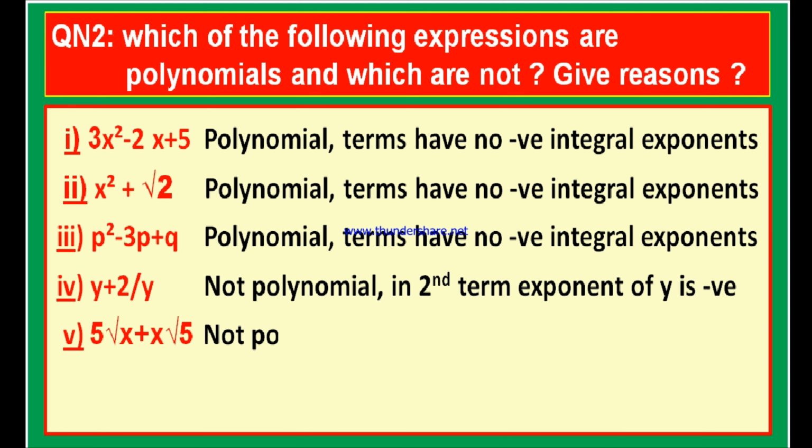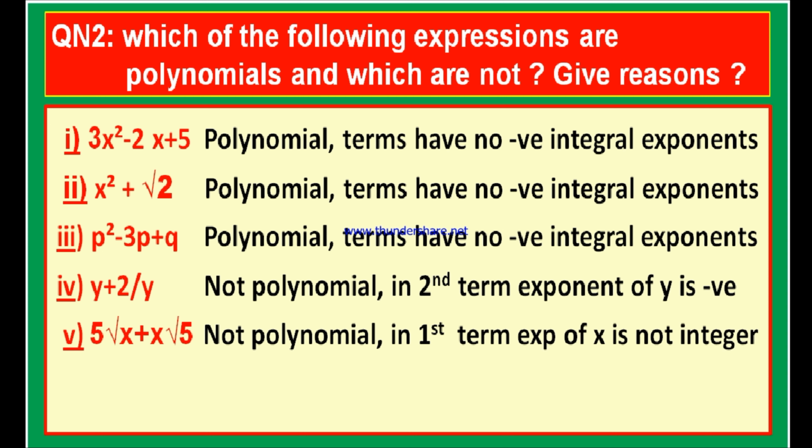Next bit is the fifth bit. We are given 5 root x plus x root 5. 5 into root x plus x into root 5. You can find two terms here. The first term is 5 into root x. If we write this root x in exponential form, you already came across how to write in exponential form in the first chapter. Square root x is nothing but x to the power of 1 by 2. 5 into x to the power of 1 by 2. Therefore the exponent of the variable is 1 by 2 here.